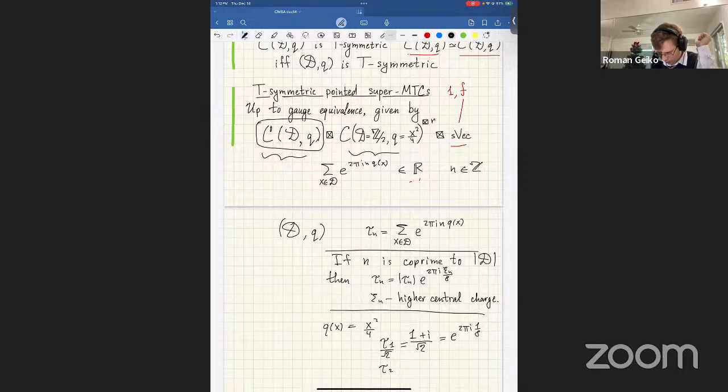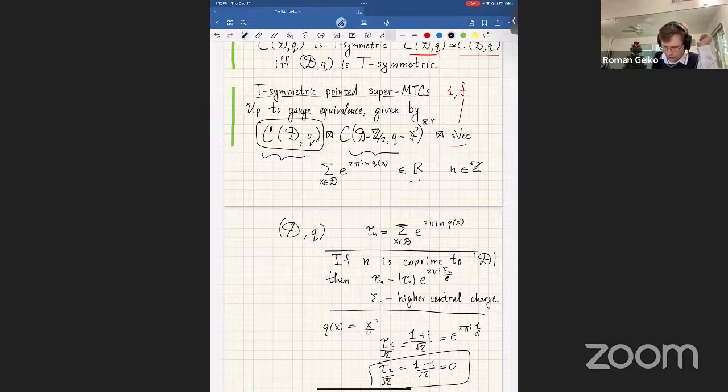But the second Gauss sum over square root of 2 is just 1 plus minus 1 over square root of 2, which is 0. So it does not define a higher second central charge, but for me it is important. I mean, this number for me is important.